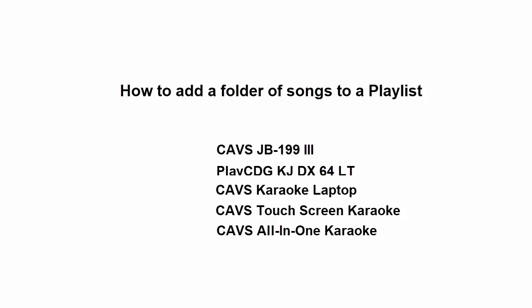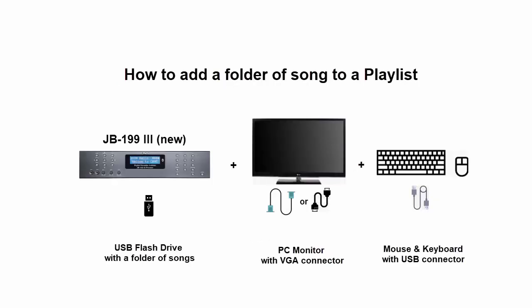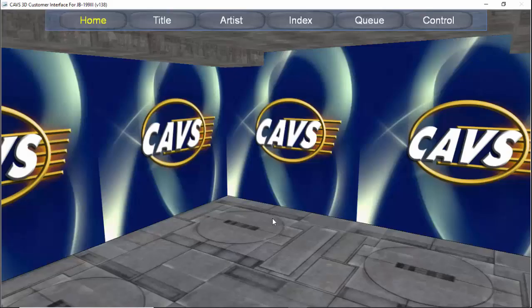The same procedure applies to all other Cav's new karaoke players. Connect a monitor, keyboard, and a mouse to the JB199.3. Also connect an external USB drive or external hard drive that contains a folder of new songs.